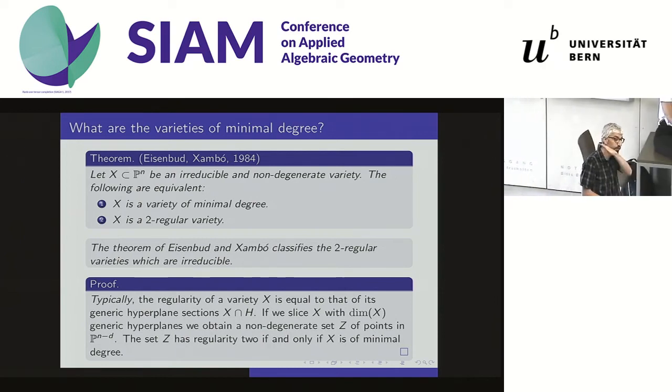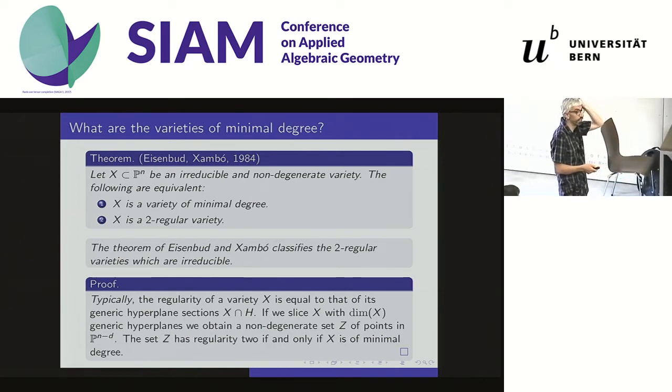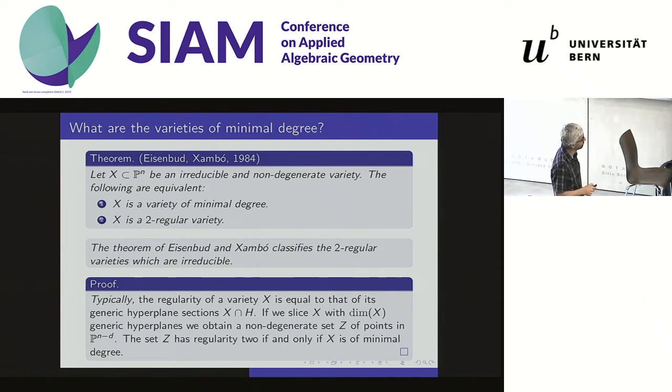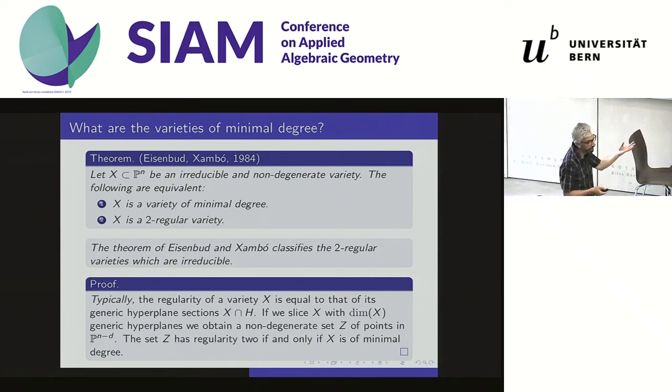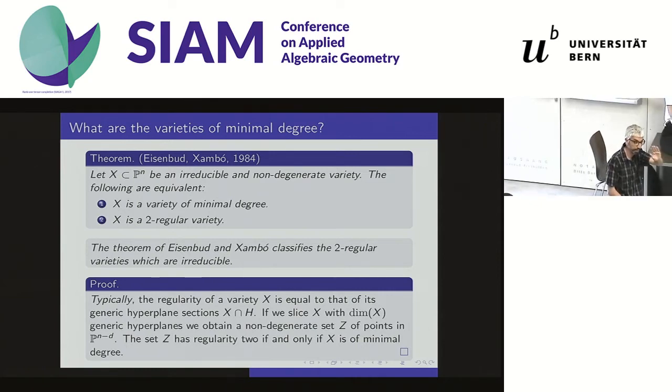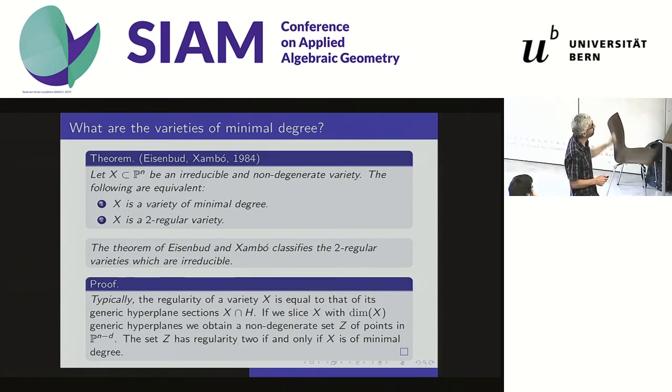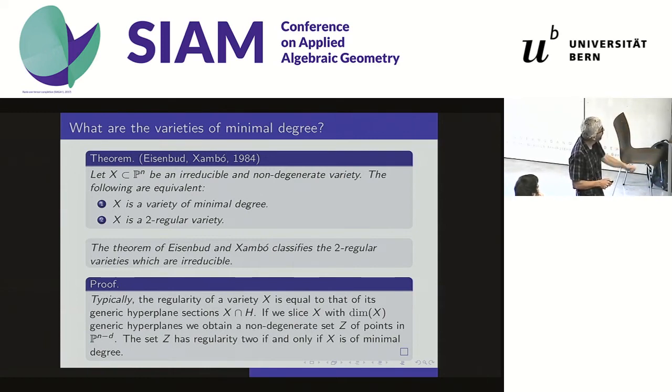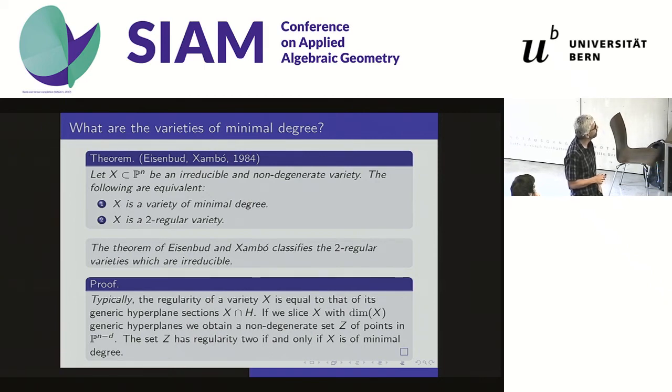So you take a variety and you slice it with a generic hyperplane, typically the regularity doesn't change. This is false, but, for instance, for arithmetically Cohen-Macaulay varieties, it's true. I mean, there are some circumstances where it's true. Now, because of this fact, a reasonable way to try to understand this statement is to take your d-dimensional variety and slice it with d hyperplanes and see what happens. So I take my variety and I slice it with d hyperplanes, and what I obtain is a non-degenerate set, let's call it Z, of points in P^(n-d).